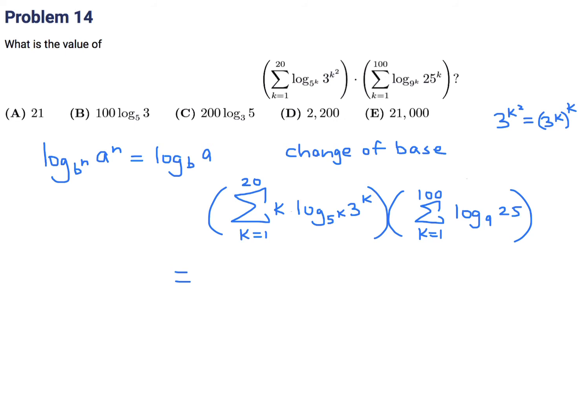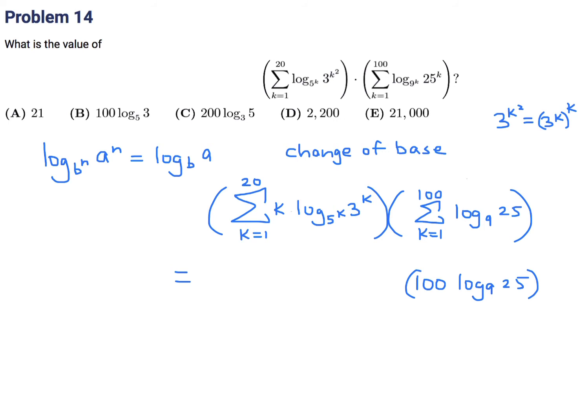It's probably less than 2 because the log of 81 to the base 9 would be 2. But whatever it is, it doesn't really matter. It's just going to be 100 times that. Because for every single one of those, you'll get that once. So it'll be log 25 to the base 9 plus log 25 to the base 9 plus log 25 to the base 9, 100 times. So that's why that becomes 100 times the log of 25 to the base 9.